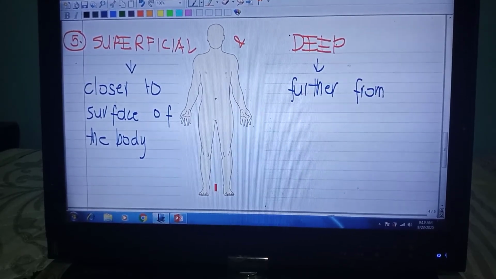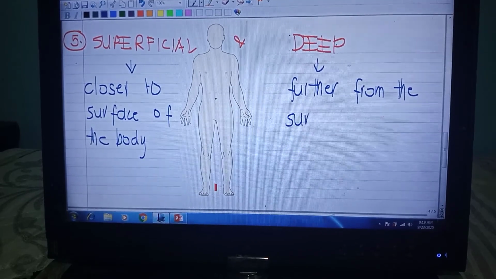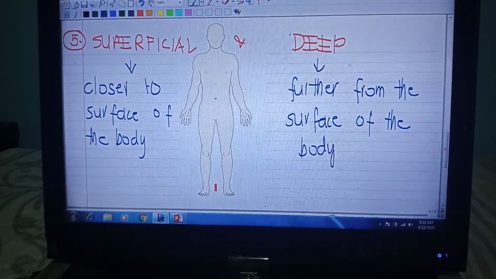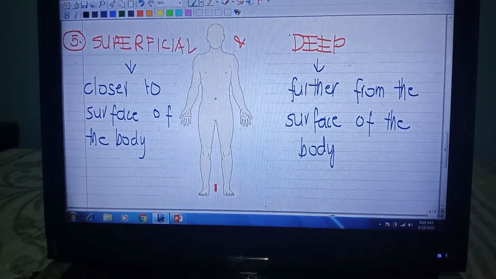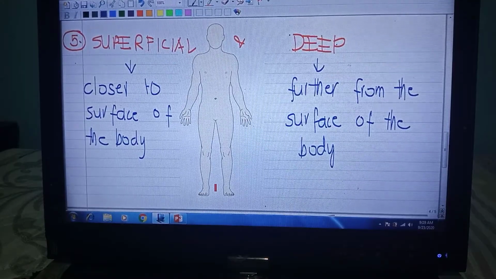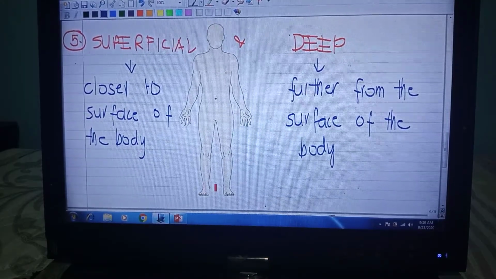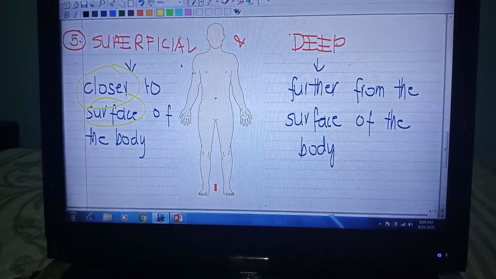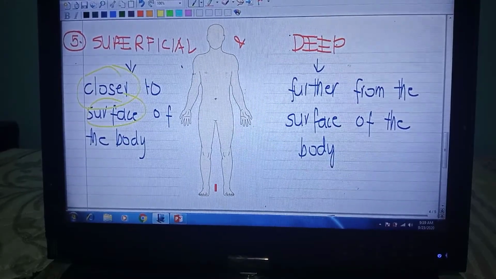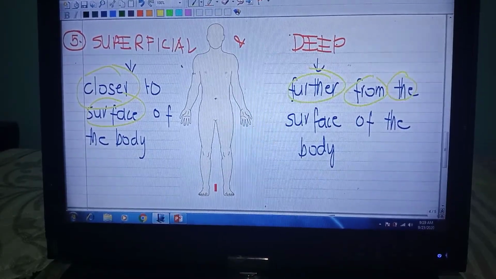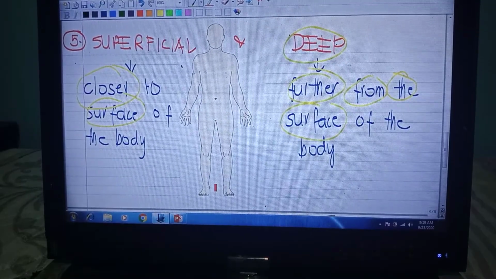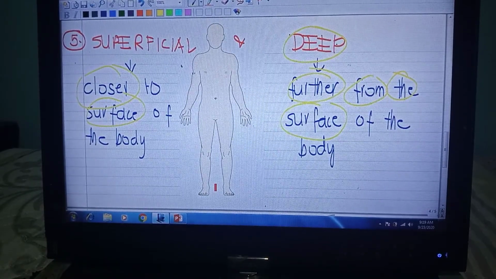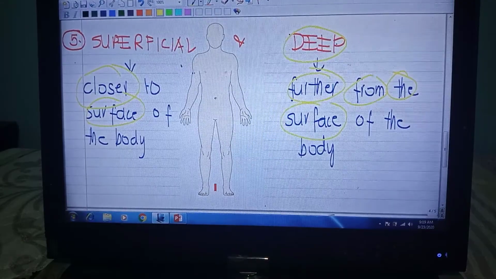Further from the surface of the body. What is a good example? Okay, skin is superficial to bones. Superficial is closer to the surface. So, the skin, superficial. Your muscle is further from the surface. That's your deep. So, ang sample ng superficial, skin is superficial. Muscle is deeper. So, that is all about your anatomical terms.